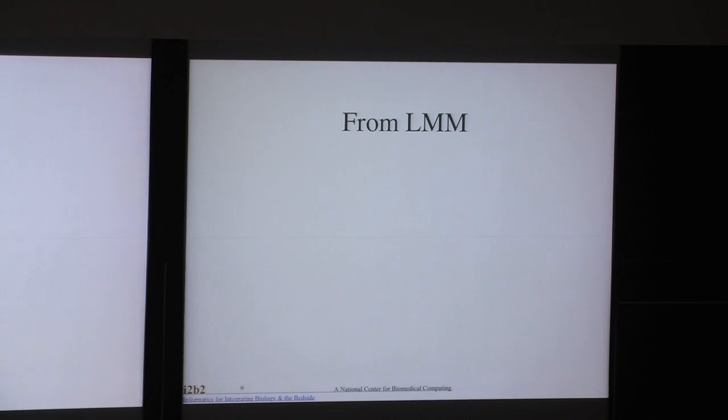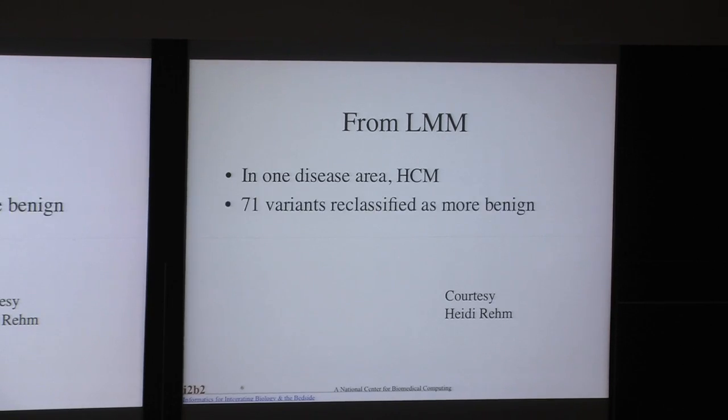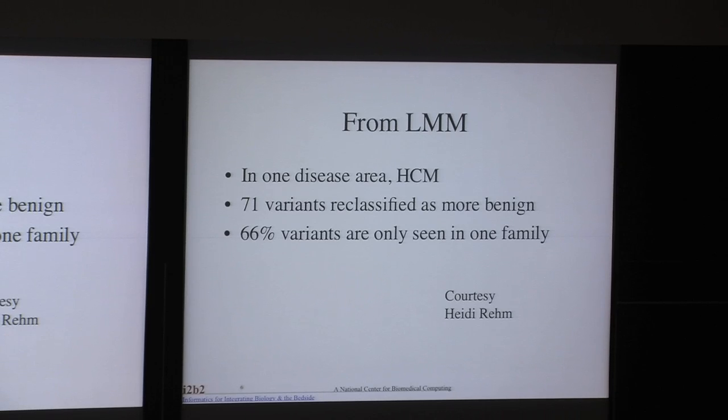Just today, we heard from the Laboratory of Molecular Medicine from Heidi Rehm. In one disease alone, in hypertrophic cardiomyopathy, they have shifted 71 variants from more serious to more benign. Things change. These things were more worrisome, now they're less worrisome. 66% of variants were only seen in one family. Do we actually know they were causal? Just because it happened doesn't mean it actually caused it.